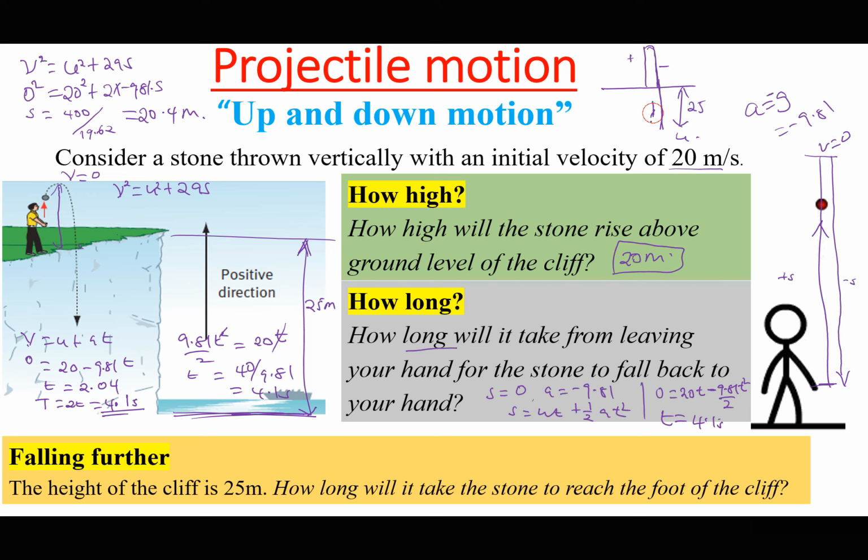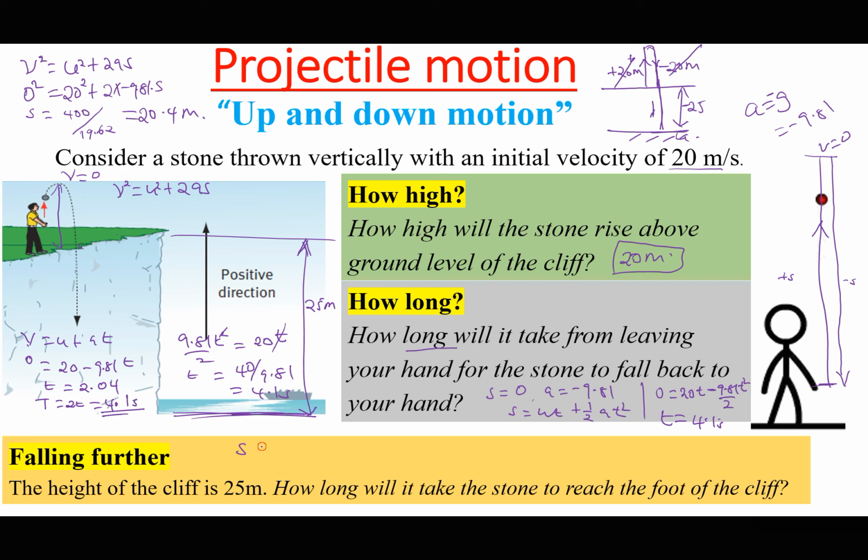So the resultant displacement is going to be negative 25, because if this was positive 20 meters upwards, and this was negative 20 meters downwards, then this is negative 25 because it is moving downwards. So the negative 20 meters cancels out with the positive 20 meters, and you remain with the negative 25 meters until it reaches the foot or the bottom of the cliff. Therefore, the displacement is negative 25.